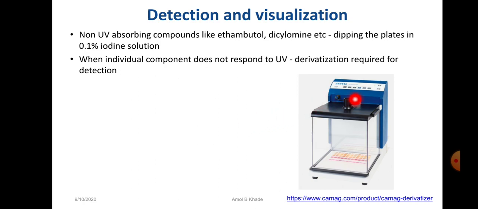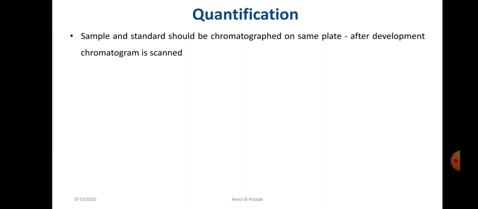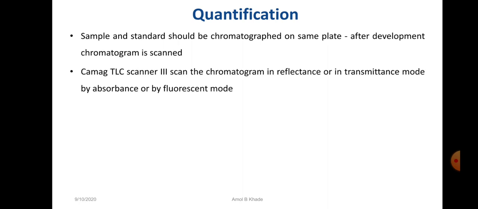Now this is again a device which is developed by CAMAG. This is for derivatization. Usually in the case of TLC we manually do the derivatization, which again creates some problems in reproducibility. So here we have the auto derivatizer. For compounds like ethambutol, dicyclomine, etc., dipping the plate in 0.1 iodine solution can be feasible, and it can work to identify those spots. When an individual component does not respond to UV, then we require derivatization. So this derivatization can be done in the figure.